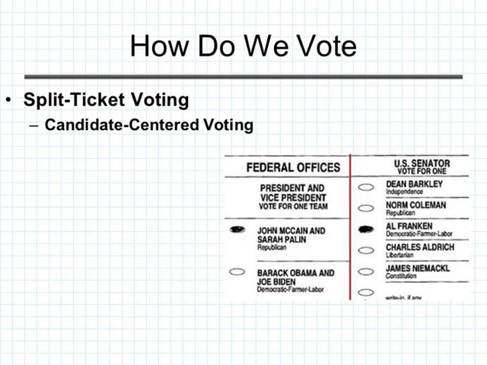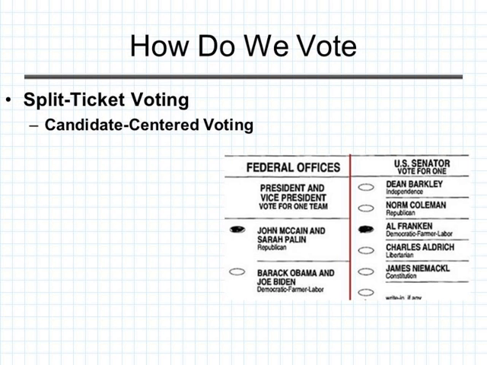maybe a Libertarian. As the sample ballot shows you on the screen, this person voted for John McCain and Sarah Palin for president and vice president, who are strong Republicans. But when they voted for their U.S. Senator, they voted for Al Franken, who is a Democrat. So they split their ticket. They split their voting. When you do the split ticket voting, you tend to be more candidate-centered because Republicans are different than Democrats in some ways.